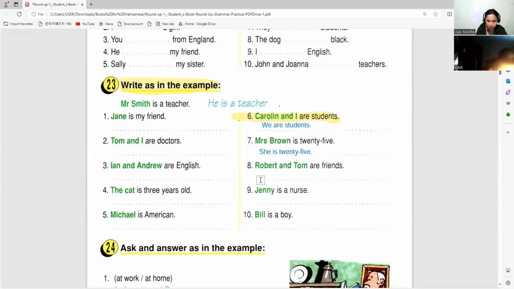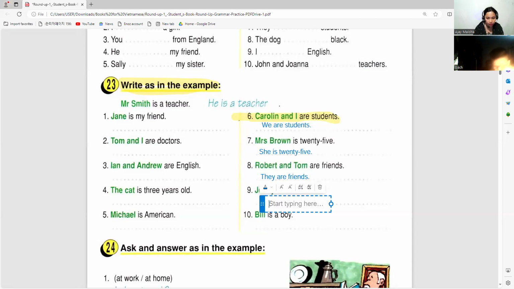Okay, next. Robert and Tom are friends. What's your answer? They are friends. That's right. The correct pronoun is they.